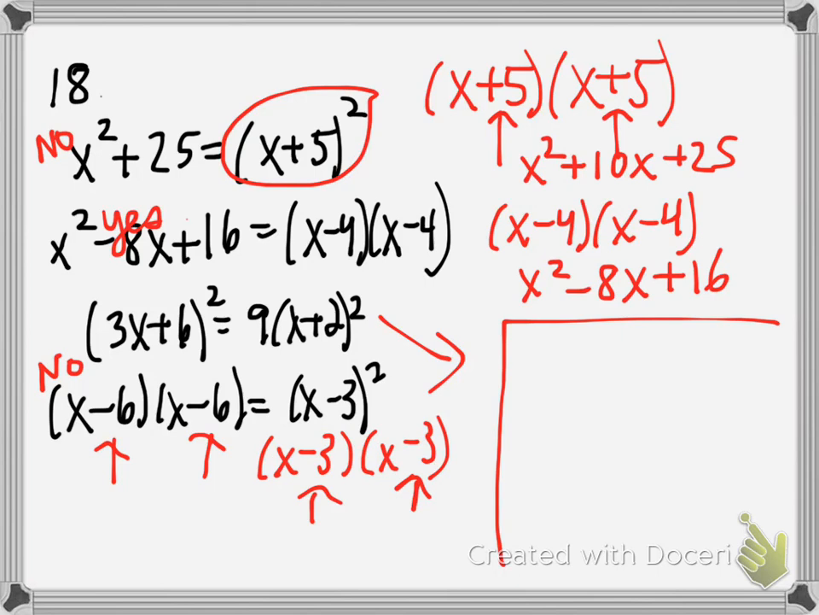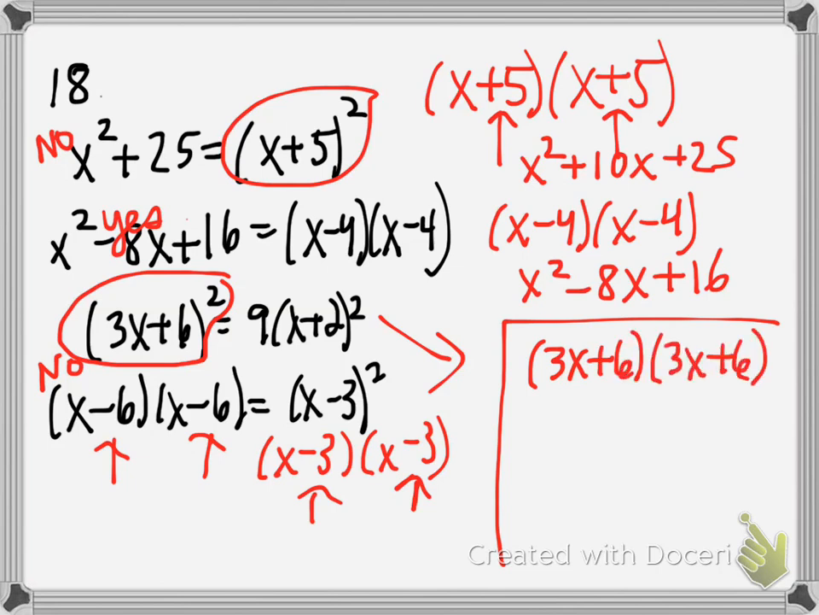Alright, so for this third one down, there's two ways you could do it. You could expand 3x plus 6 times 3x plus 6 and distribute. You can also, on the right-hand side, expand x plus 2 times x plus 2 and then multiply all three terms by 9. However, this left-hand side, I want to focus on that. So if I expand, it would be 3x plus 6 times itself, 3x plus 6. And how can I make it look like the right-hand side?